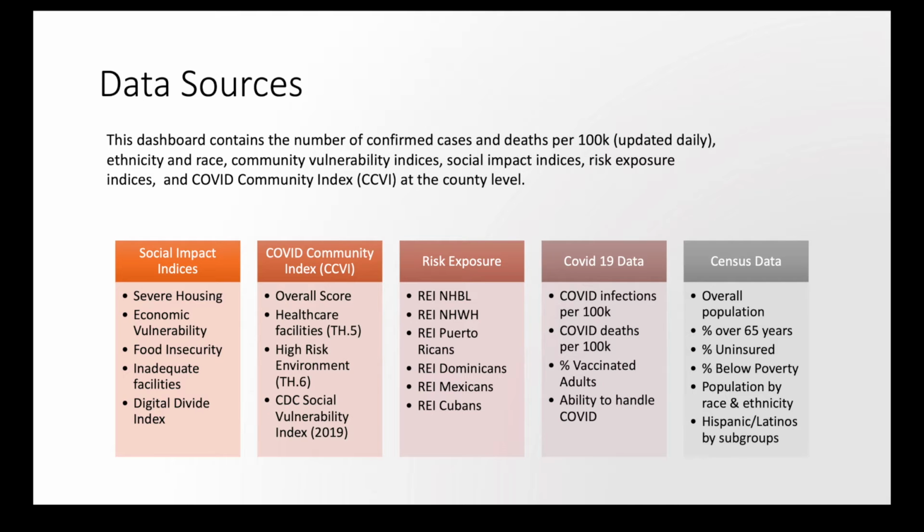Lastly, we have census data, which includes overall population, percent of the population that are 65 years and over, percent uninsured, percent below poverty, and lastly, population by race and ethnicity, and Hispanic and Latinos by subgroups.